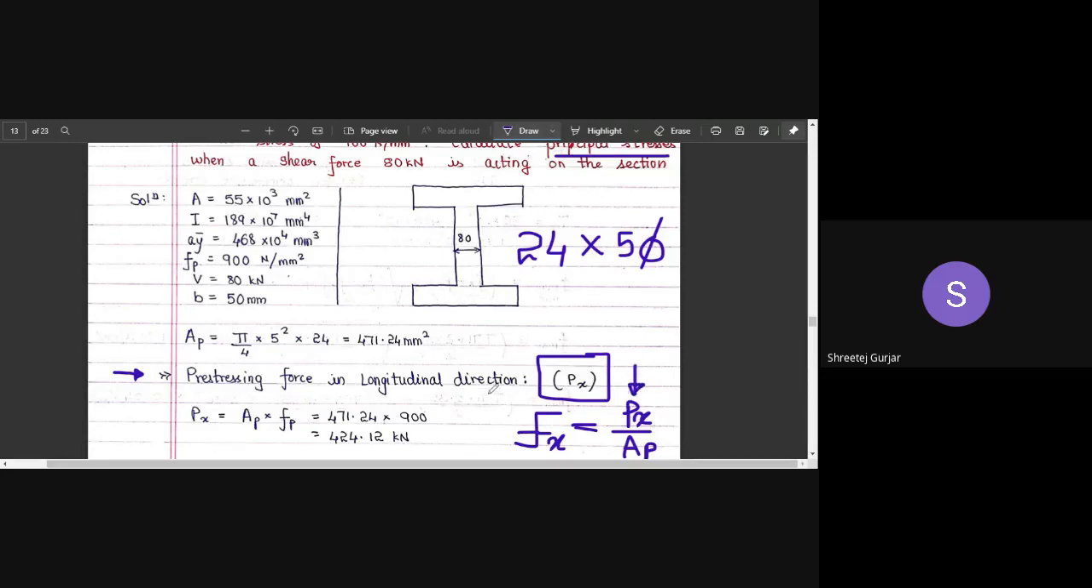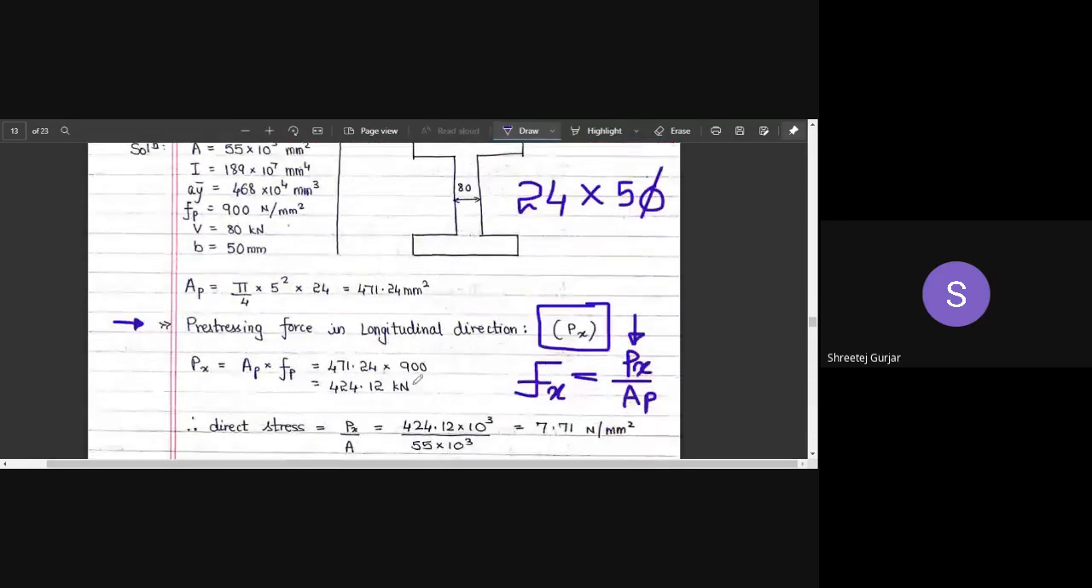Px is not given to us, right? So we have to calculate Px. Now, how do we calculate this Px? Px can be calculated from this particular formula, right? We know the stress in wires, which is given to us as 900.